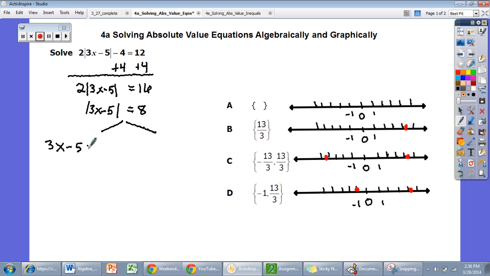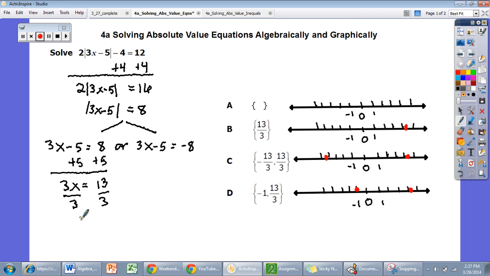3x minus 5 is equal to 8, or 3x minus 5 is equal to negative 8. Because those are the two scenarios that would make this equation true. And now I'm solving it like a regular equation. I'm adding 5 to both sides, so I get 3x is equal to 13. And then I'm going to divide by 3. So one of my values is x is equal to 13/3. So that's one of the scenarios that makes this true.